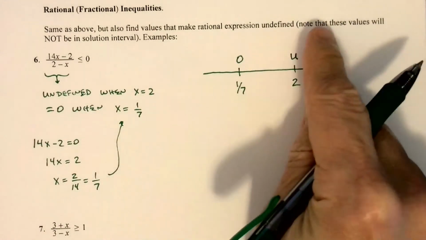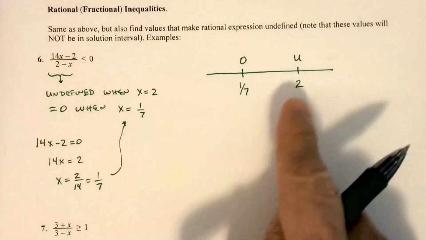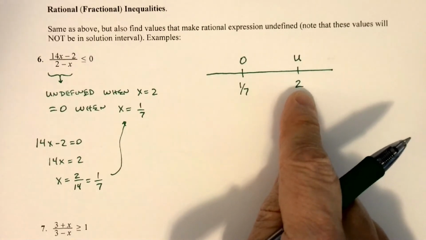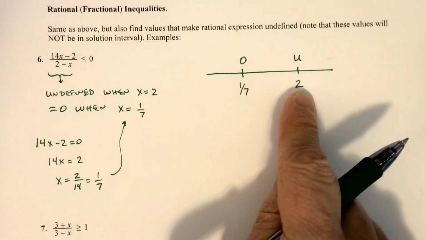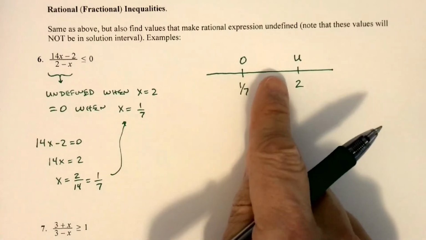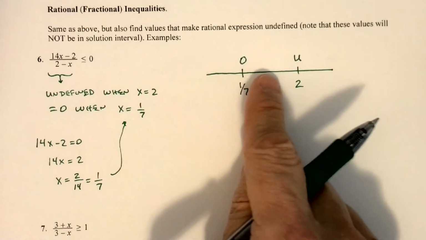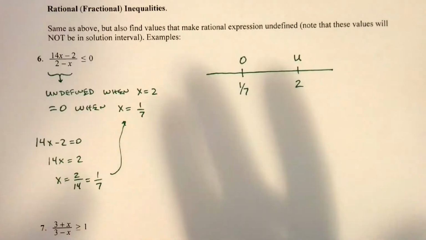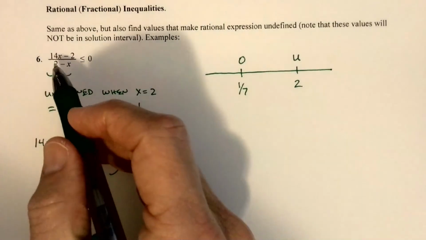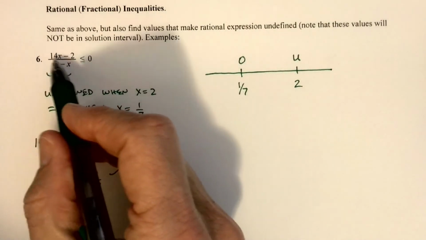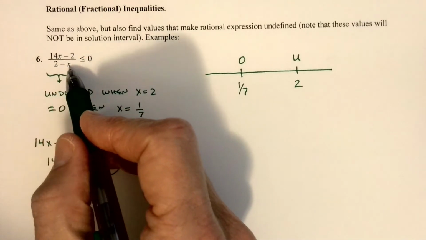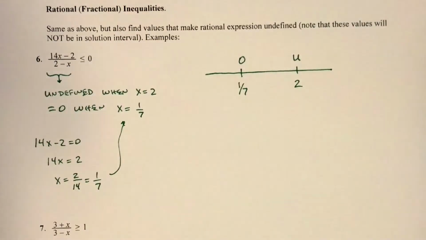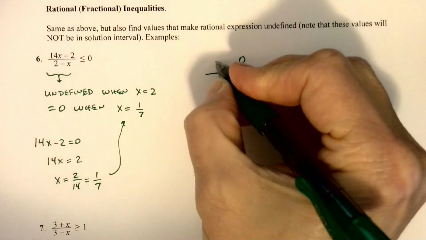And this is real important. These values will not be solutions in the interval where it's undefined. So 2 will not be in the interval, ever. So don't include 2, whatever you do. Okay. So what do we do now? Again, we do our sign check. What's the sign of this rational expression between and beyond these values? So I look at a number less than 1/7. What's a number less than 1/7? Well, 0. I can plug in 0. If I plug in 0 over here, I get 0 minus 2. The top would be negative 2. 2 minus 0, the bottom would be positive 2. A negative 2 divided by a positive 2 is negative 1. So it's negative.